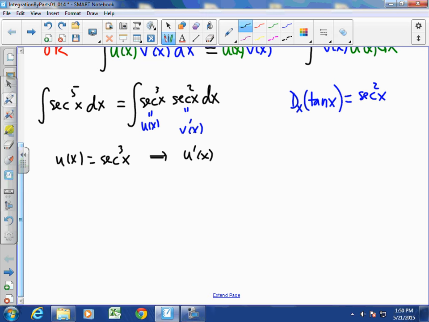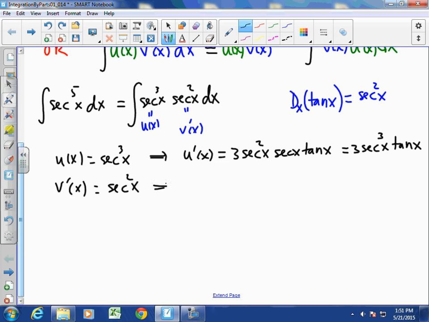So using the power rule for functions, we get 3 secant square x times the derivative of secant, which is secant x tangent x, right? In other words, this is 3 secant cube x tangent x. Now, if we take our v prime, as we said, equal to secant square x, that means v of x is tangent x, because the derivative of tangent is secant square.